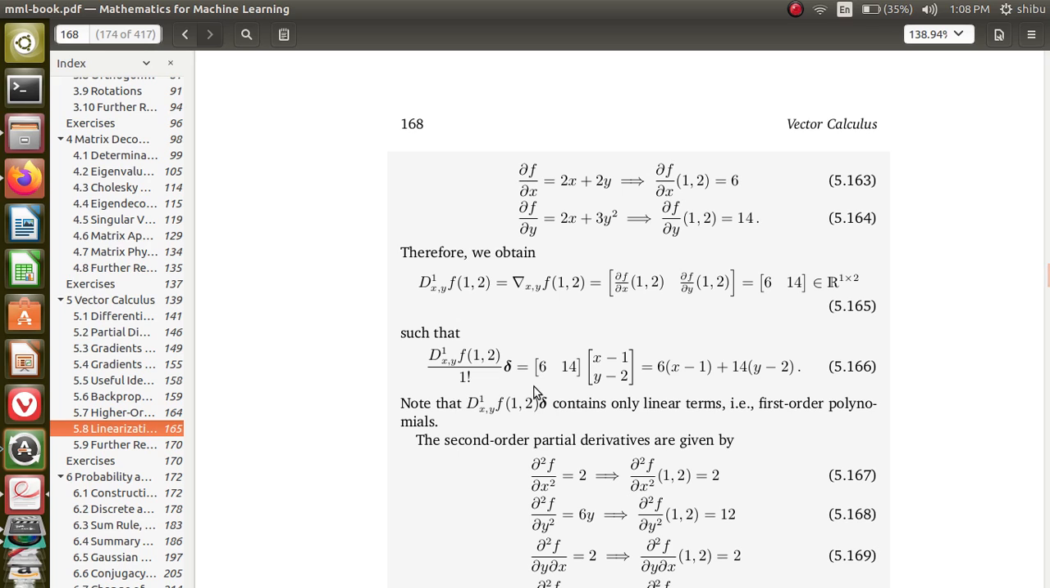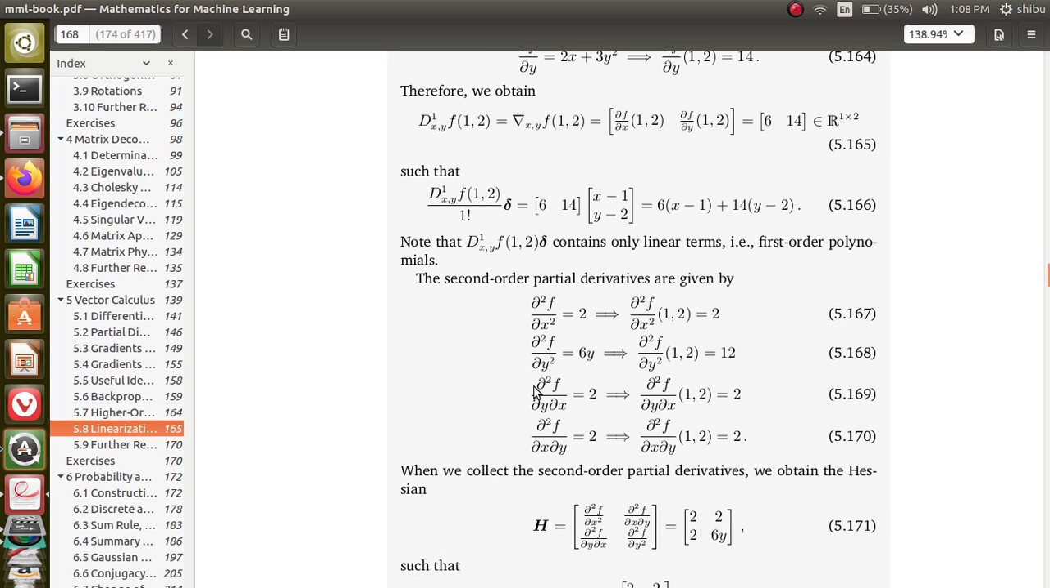And the second term is, we are going to take the second order partial derivatives. Del squared f by del x squared is 2. That is, it's a constant. Del squared f by del y squared is equal to 6y. When we put the value 2 there, we get 12. Del squared f by del y del x and del squared f by del x del y, both are 2, and we get the second order partial derivatives, and their values are 2, 12, 2 and 2.